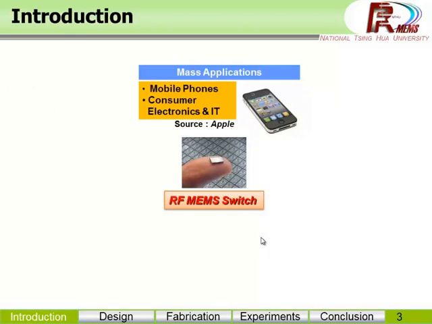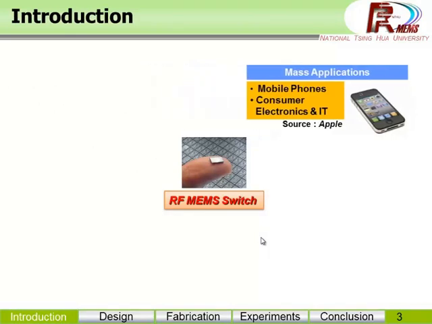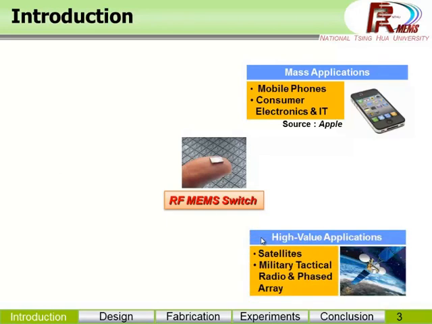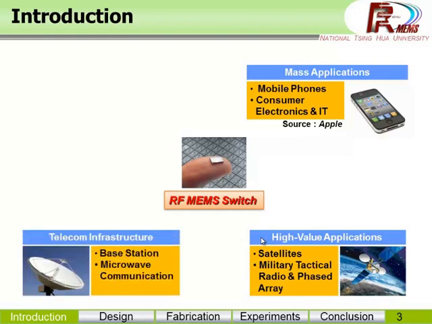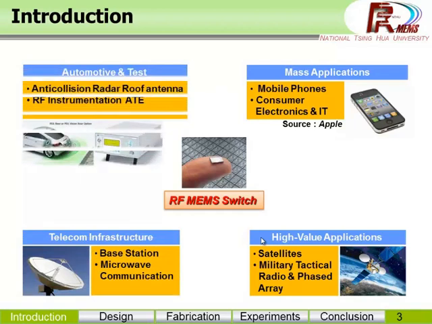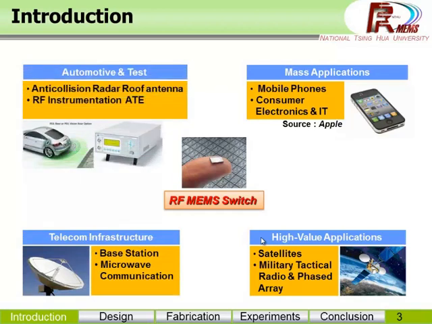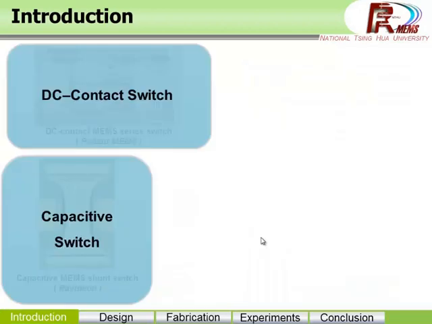Nowadays, as we can see in the pictures, there are many applications which can be implemented by RF-MEMS switch. First, mass application, including mobile phones and consumer electronics. Second, high-value application such as satellites and military application. Third, microwave communication. And last, the application of automotive and RF instrumentation.